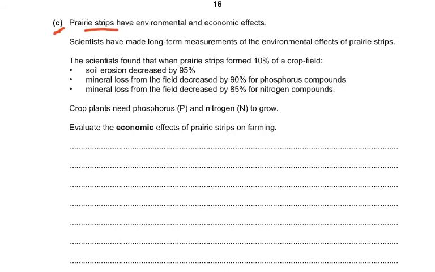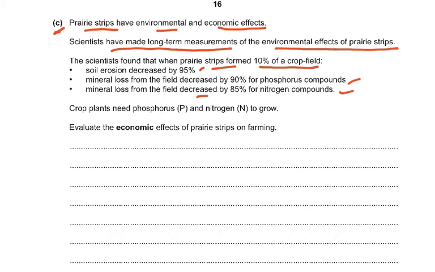Prairie strips have environmental and economic effects. Scientists have made long-term measurements of the environmental effects of prairie strips. The scientists found that when prairie strips formed 10% of a crop field, soil erosion decreased by 95%. Mineral loss from the fields decreased by 90% for phosphorus compounds, and by 85% for nitrogen compounds. Crop plants need phosphorus and nitrogen to grow. Evaluate the economic effects of prairie strips on farming.